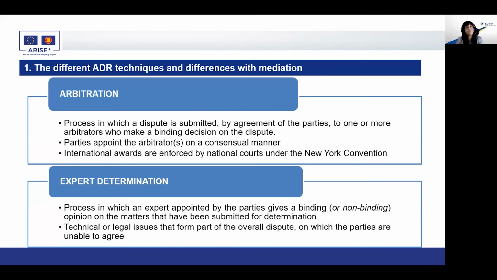These two ADR, the arbitration and the expert determination, present differences with mediation. So the main difference with mediation is that in the case of binding, but also in the case of non-binding expert determination, the outcome of this ADR is decided by the neutral party, the third party, so the arbitrator or the expert. And it's not decided by the parties, the outcome of the settlement, which is, of course, the case in mediation. And this is the main difference between these two ADR techniques and the technique of mediation.